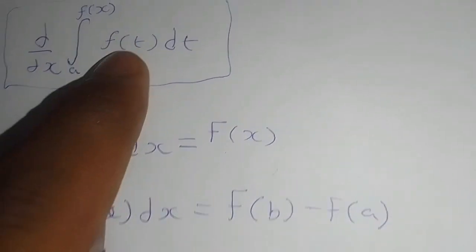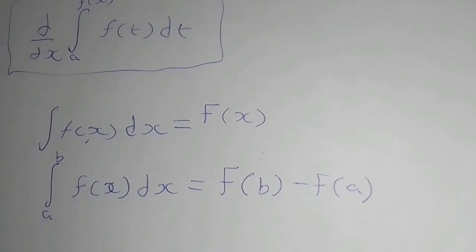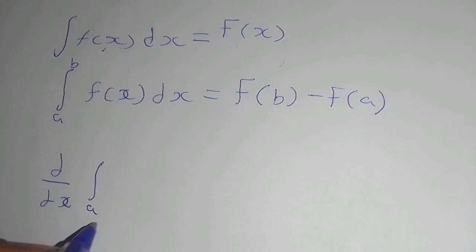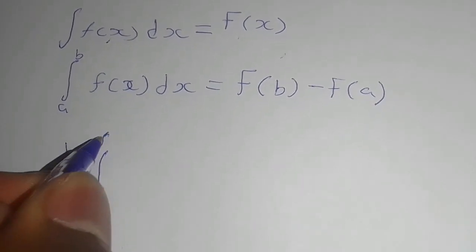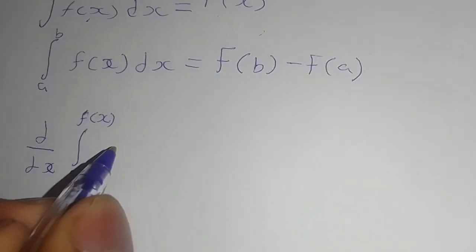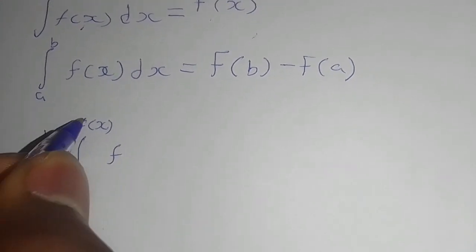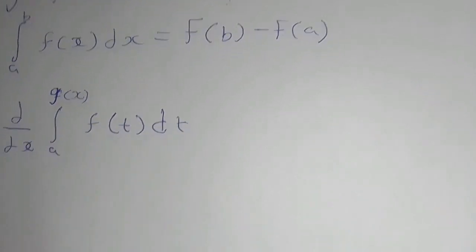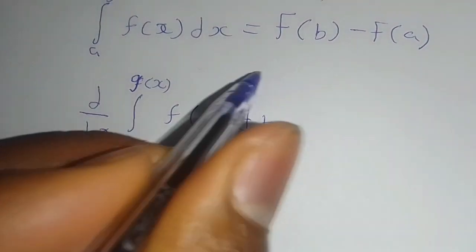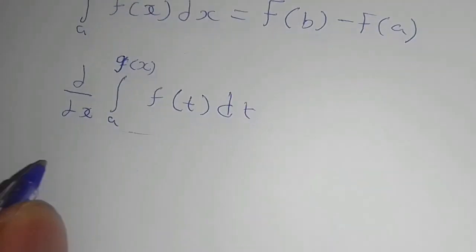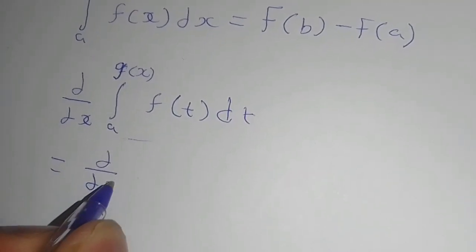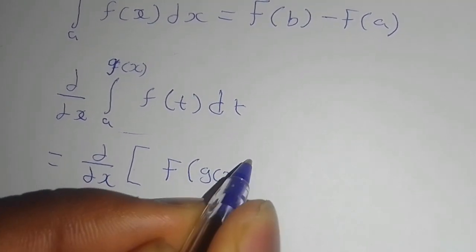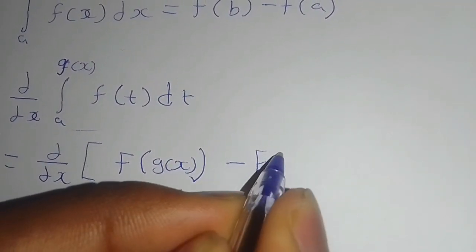Okay, so let's look at a function f of t. What do we have there? If we say d over dx of the integral, where the lower boundary will just be some constant, and the upper boundary is a function of x, let's say for simplicity it's g of x, and you're integrating f of t with respect to t. What we know about this is that it's the same as d over dx of capital F at g of x minus capital F at a.